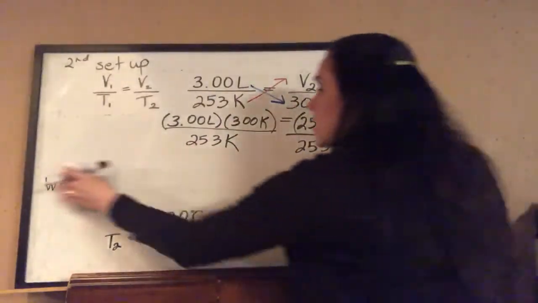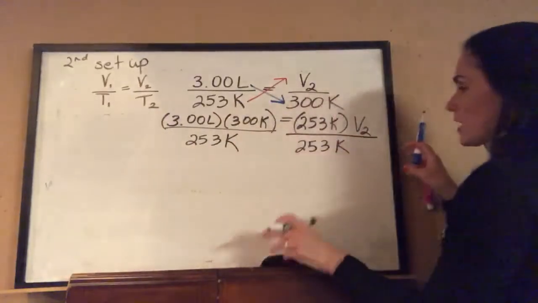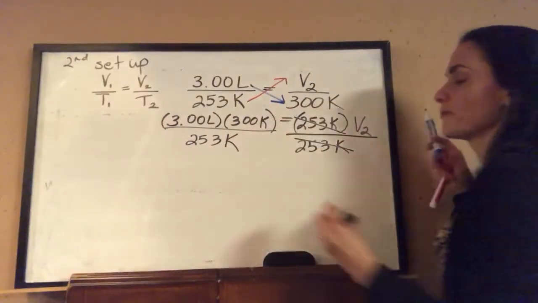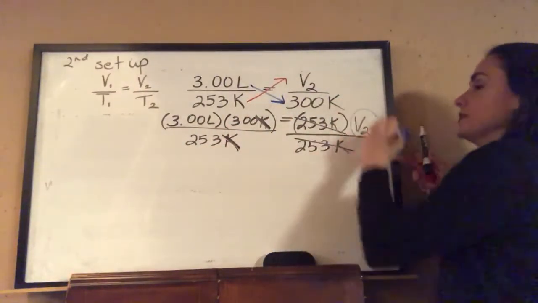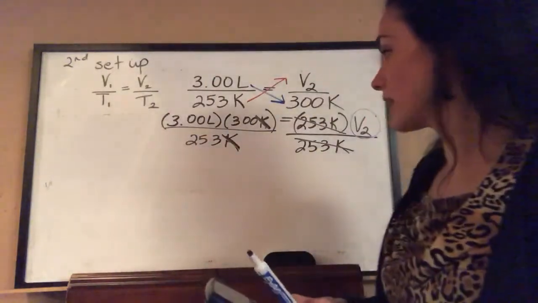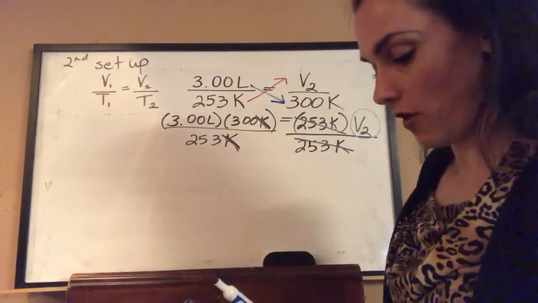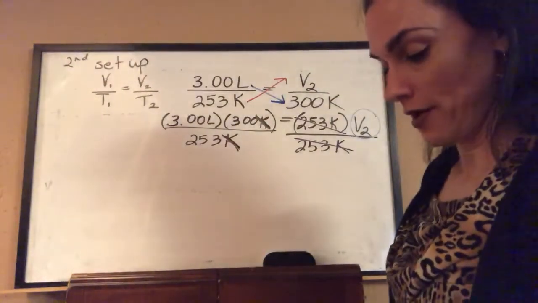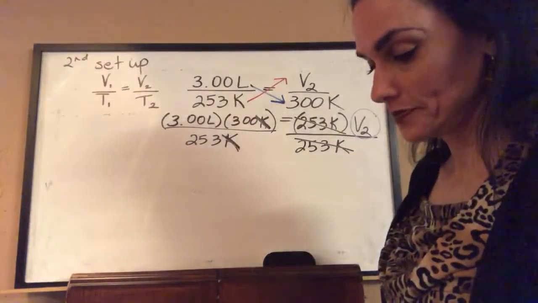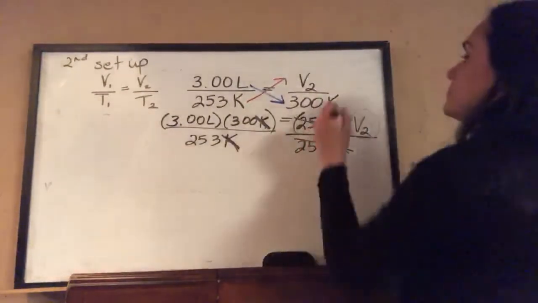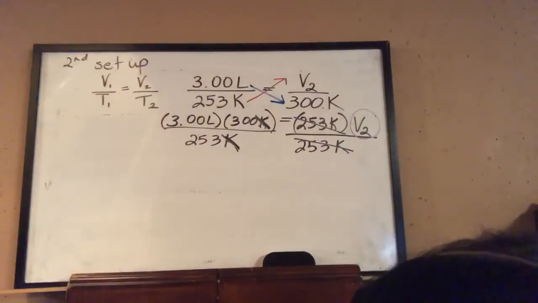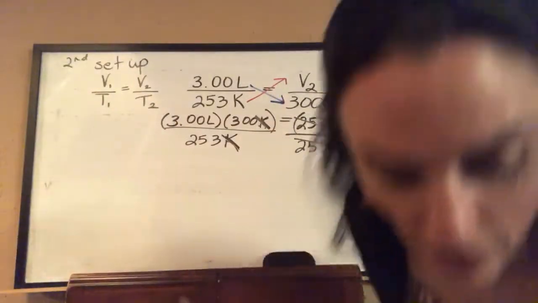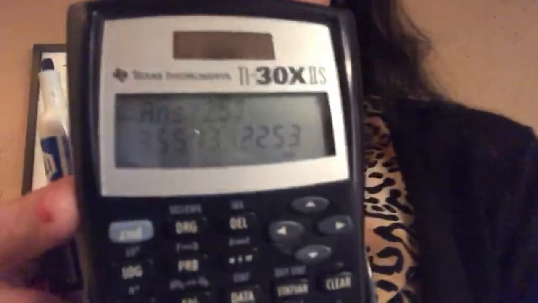Okay, so cross out like terms. On the left-hand side, Kelvin is the same, okay? So now we have 3 liters times 300 divided by 253. Okay. Let me just make sure to keep that 3 sig figs. Okay. So our final answer would come out to be 3.573. Okay, this non-terminating decimal.